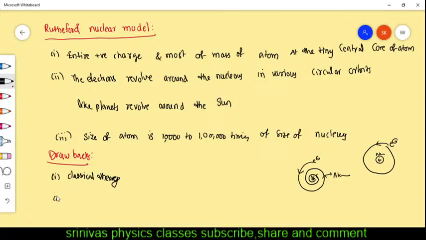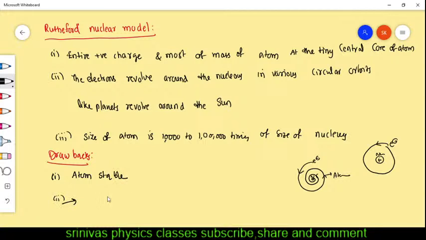And the second one: he did not explain why the atom is stable. Why are electrons revolving in particular orbits? The atom is not collapsing.